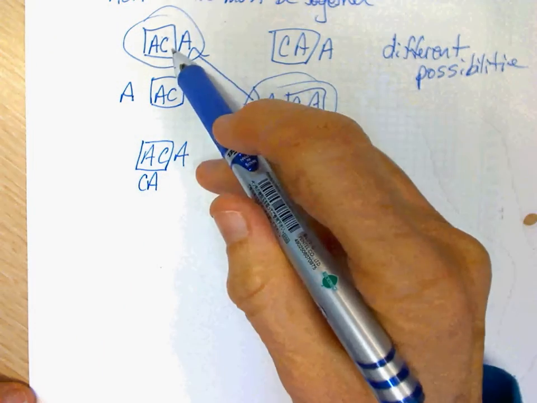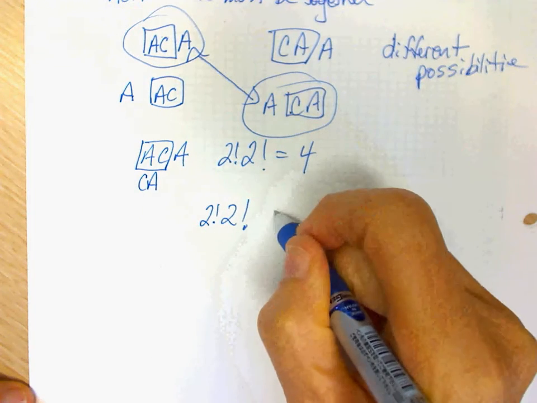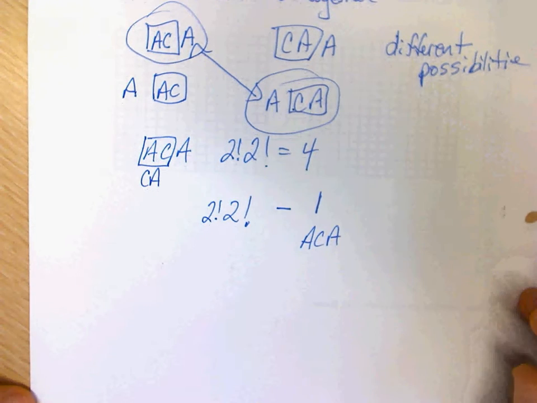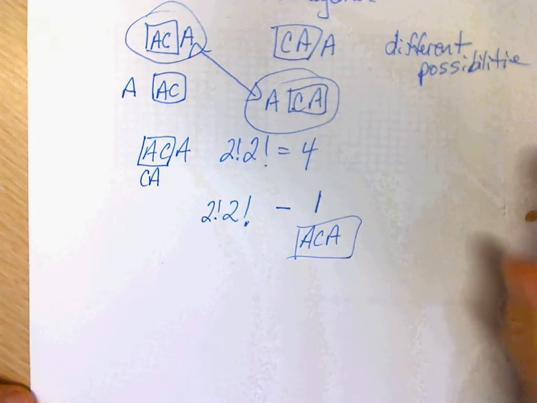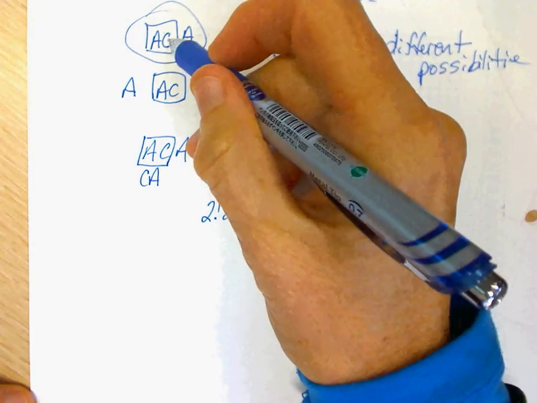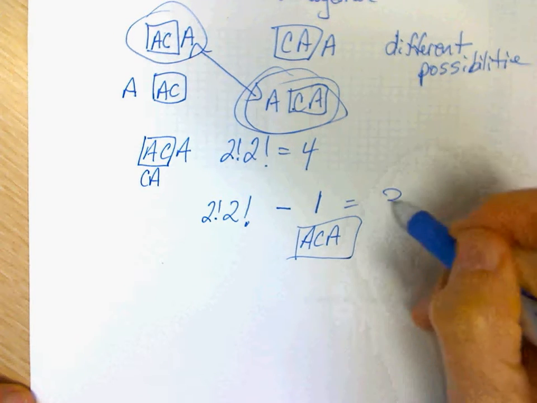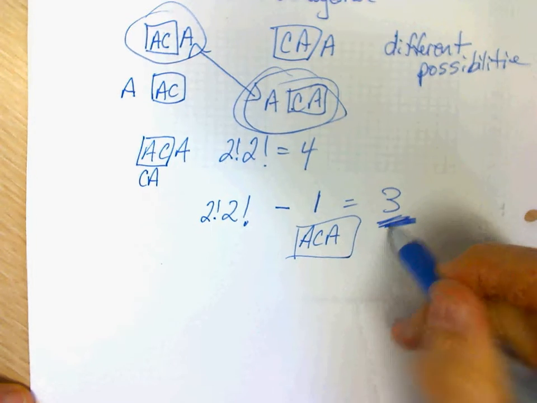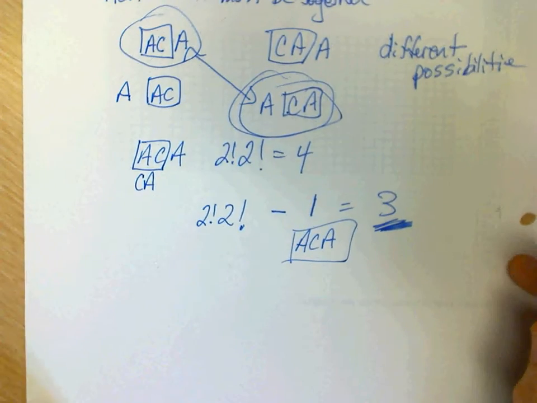So what we have to do is subtract all cases involving ACA. So we have 2 factorial minus the ACA situation, which is only one way, right? We want one of the ACAs, we just don't want this second one. So that equals 3. The correct answer is 3. Okay, so that's why we have to account for the ACA in the calendar question. So here we go.